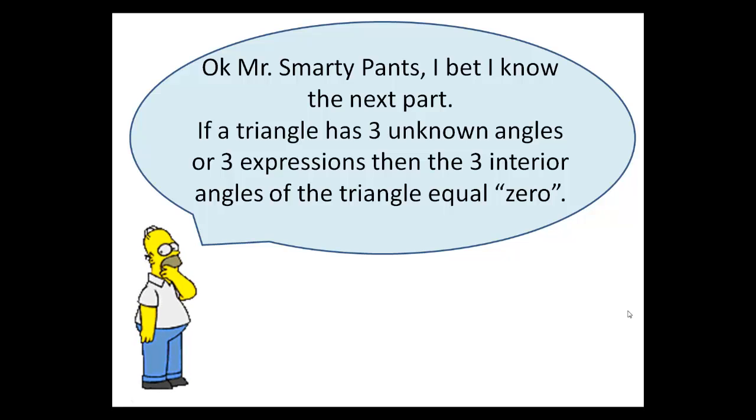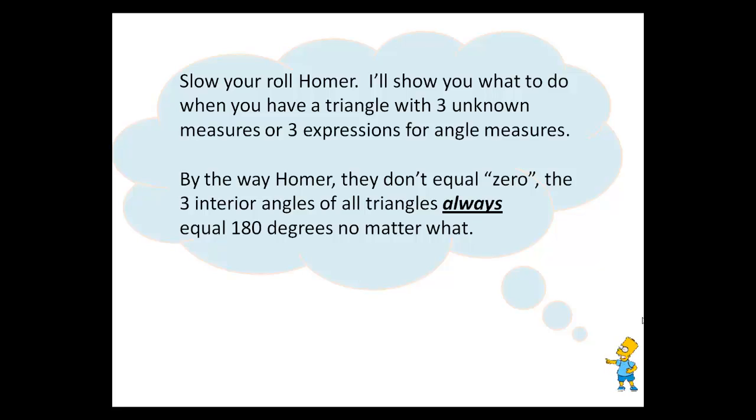Okay, Mr. Smarty Pants, I bet I know the next part, as Homer's thinking to himself. If a triangle has 3 unknown angles, or 3 expressions, then the 3 interior angles of the triangle equal 0. That's Homer's thinking. Slow your roll, Homer, Bart's telling him. I'll show you what to do when you have a triangle with 3 unknown measures or 3 expressions for angle measures. By the way, Homer, they don't equal 0.